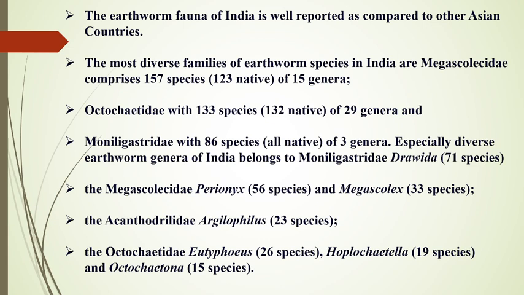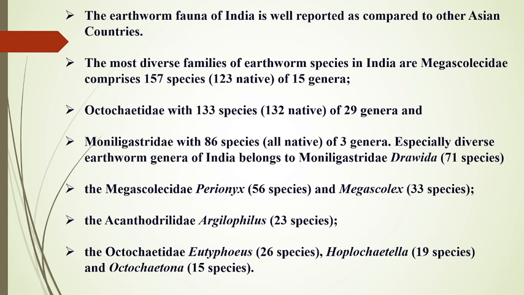In detail, the earthworm fauna of India is well reported as compared to other Asian countries. The most diverse family of earthworm species in India is Megascolecidae, which comprises 157 species, of which 123 are native, in 15 genera. Native means what we can call local, which is mainly found in a particular area.